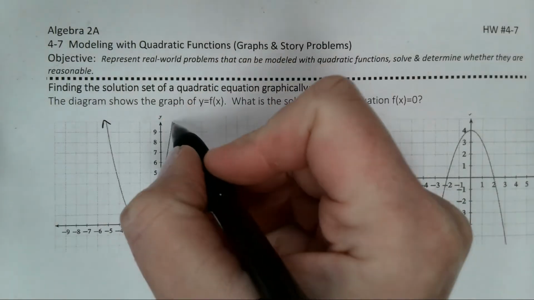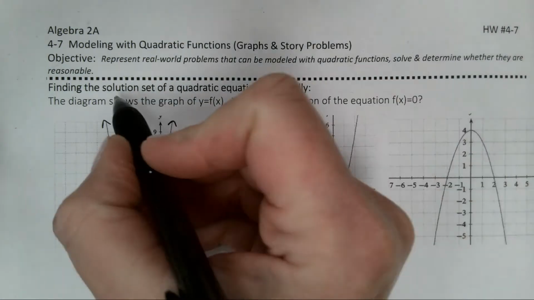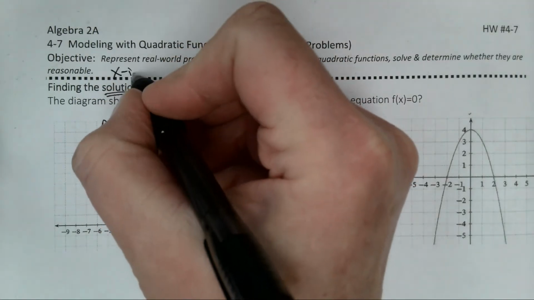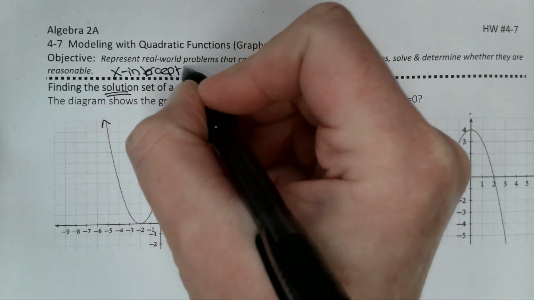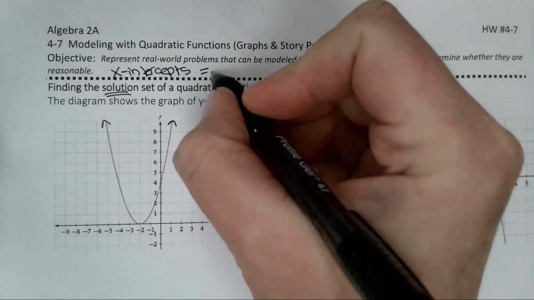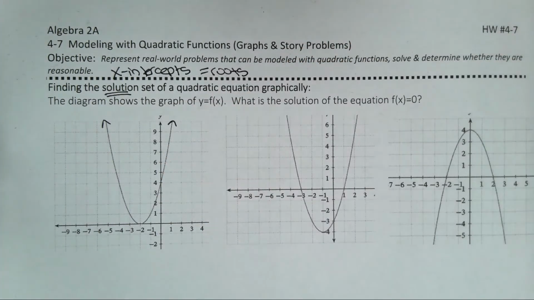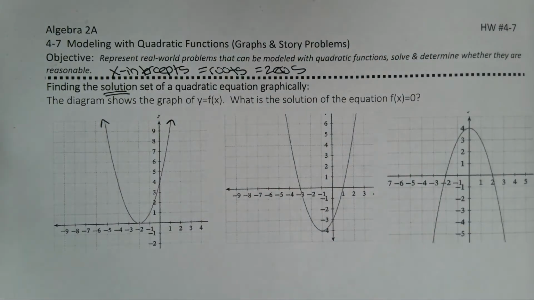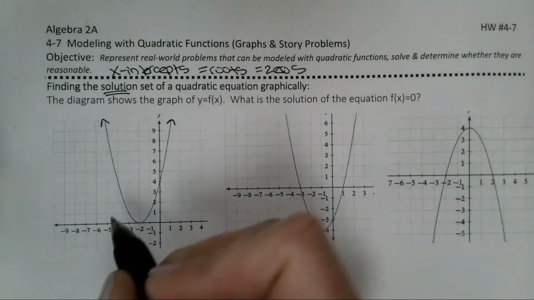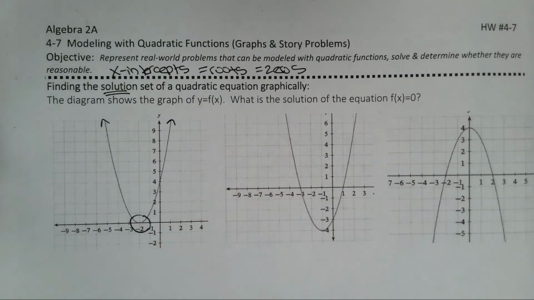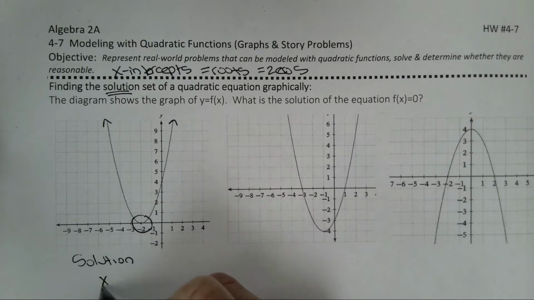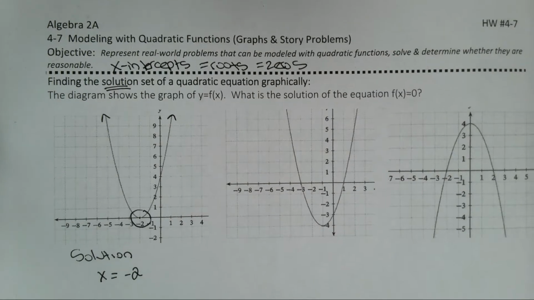So I have my graph here, and you need to know that solution is code for x-intercepts. Sometimes we also use the word roots of the function, and sometimes we use the word zeros of the function. These are all phrases that we tend to use interchangeably. So it touches the x-axis right down here at -2, and so I know by looking at the graph that my solution is -2.